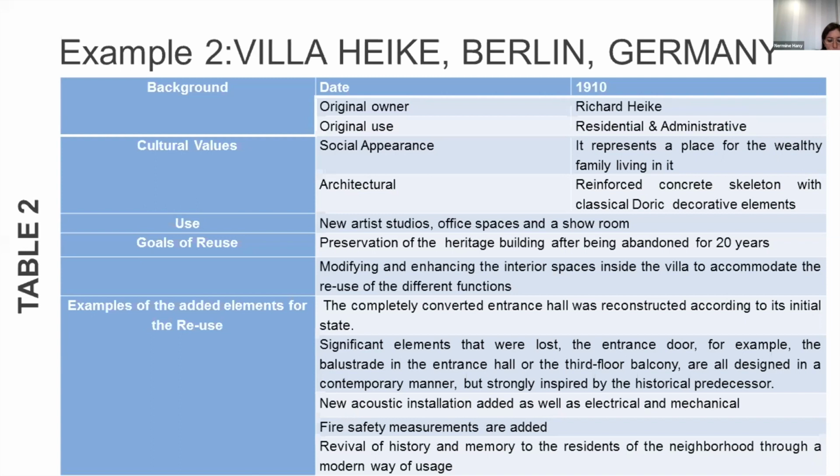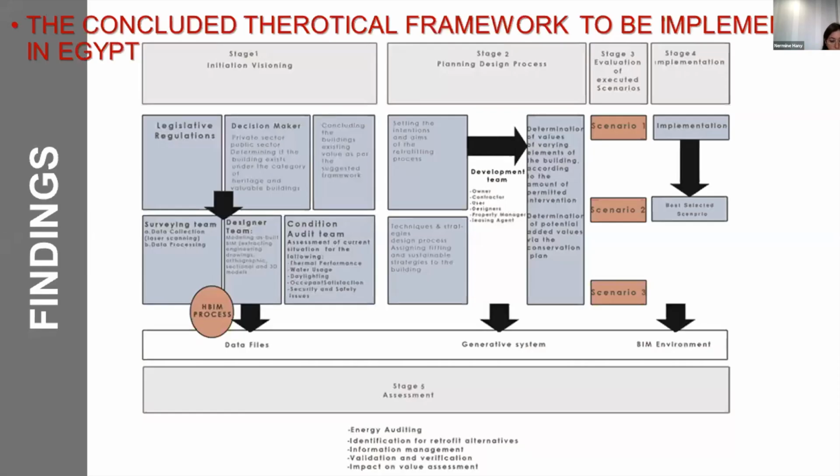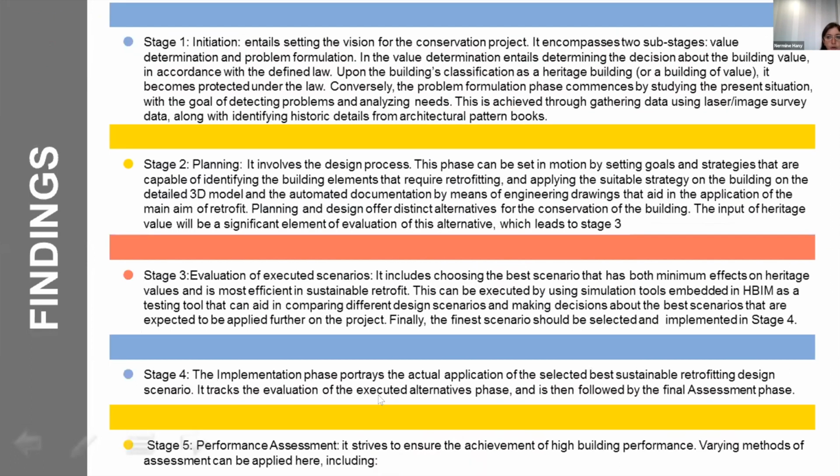Through the analysis of these two examples, a framework was concluded, the theoretical framework to be implemented in Egypt. It consists of 5 main stages, which are the initial visioning, planning, and design. Stage 3 is the evaluation of executed scenarios. Stage 4 is the implementation, and stage 5 is the assessment. This is the detail of the concluded framework. Due to the time of the presentation, I won't be discussing every stage in detail.